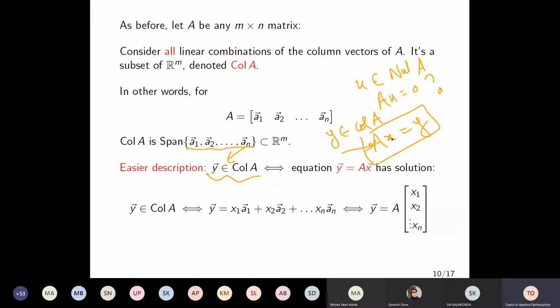In other words, does there exist an x such that A times x gives y? A times x is nothing but a linear combination: x1 times A1, plus x2 times A2, and so on. This is A times x. So this is the same thing as asking whether y is in the column space of A, or whether A times x equals y.